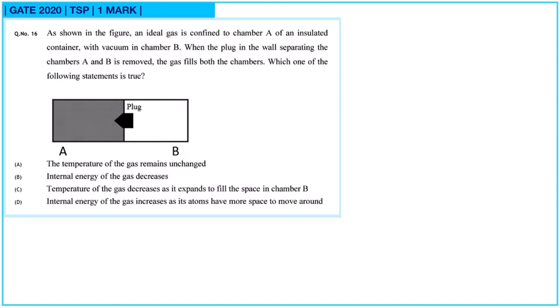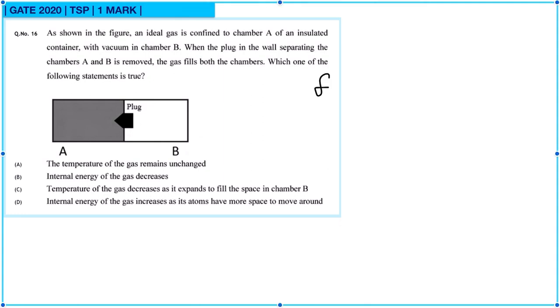Option A, the temperature of the gas remains unchanged. Option B, internal energy of gas decreases. Option C, temperature of the gas decreases as it expands to fill the space in chamber B. Option D, internal energy of the gas increases as its atoms have more space to move around.